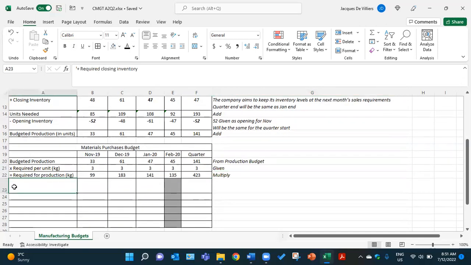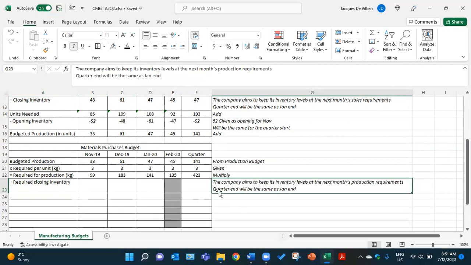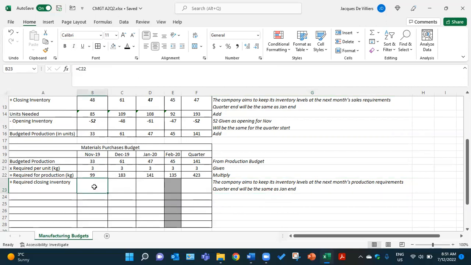Okay. But now we have to add our closing inventory again. And we're sitting with these conditions again. The company aims to keep its inventory levels at the next month's production requirements. The quarter end will be the same as the January end. So our required closing inventory for January will be what? Exactly what we expect to produce and use in December. The closing inventory for December will be this number here that we need to use in January.